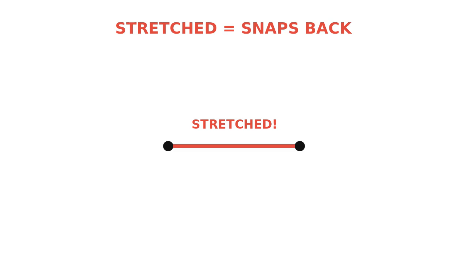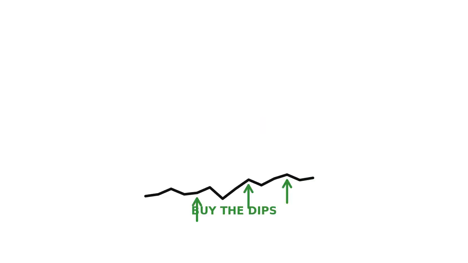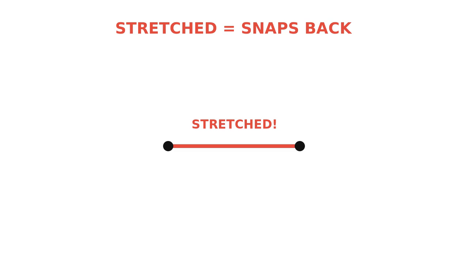Picture a rubber band. When a price runs up too far, too fast, it becomes stretched like a rubber band pulled tight. Traders call this overbought, and an overbought stock is prone to snapping back down, at least a little. The reverse, when a price crashes too far too fast, leaves it oversold, stretched the other way, and prone to bouncing back up. This tendency for stretched prices to snap back toward their average has a name: mean reversion.